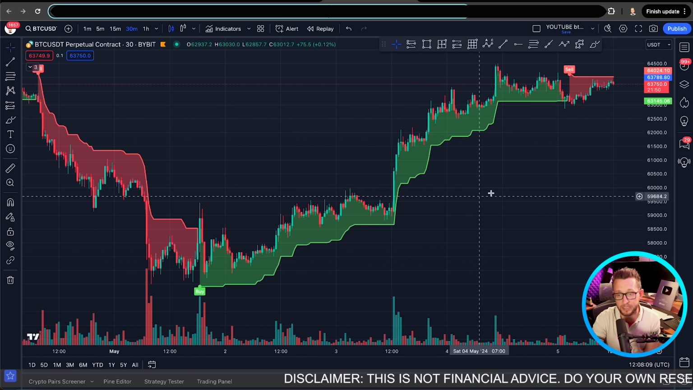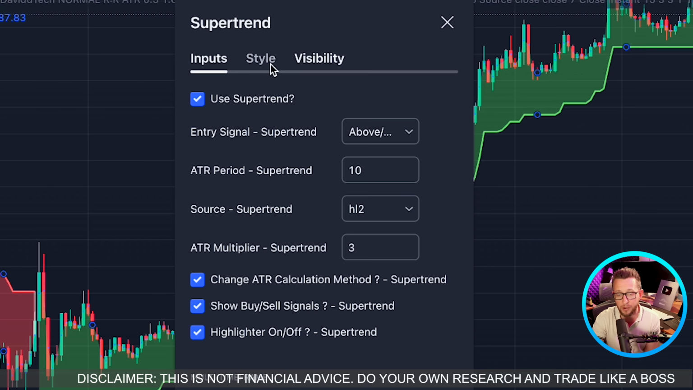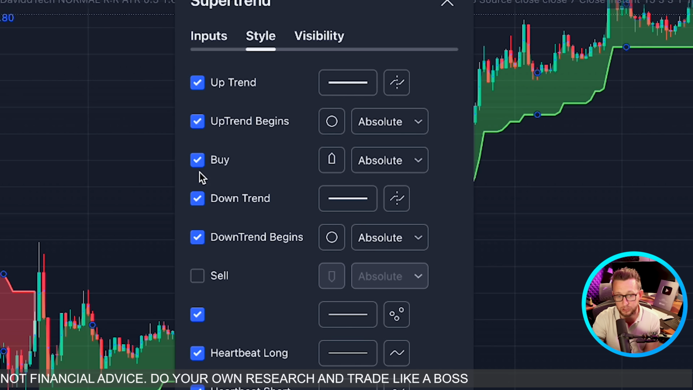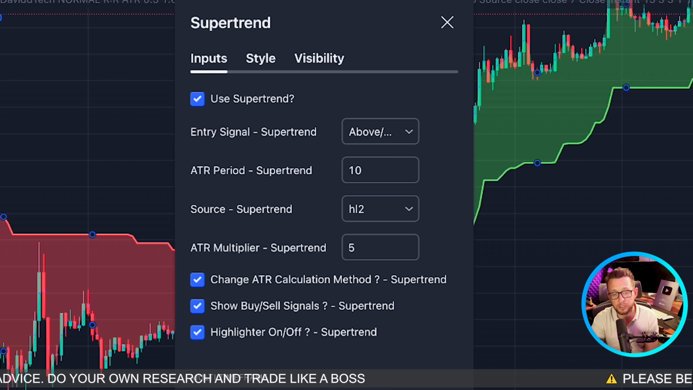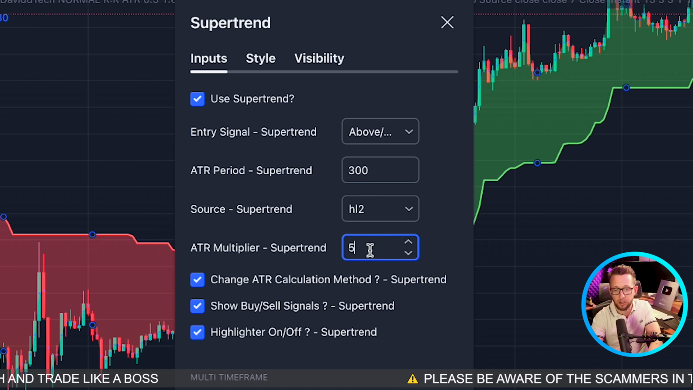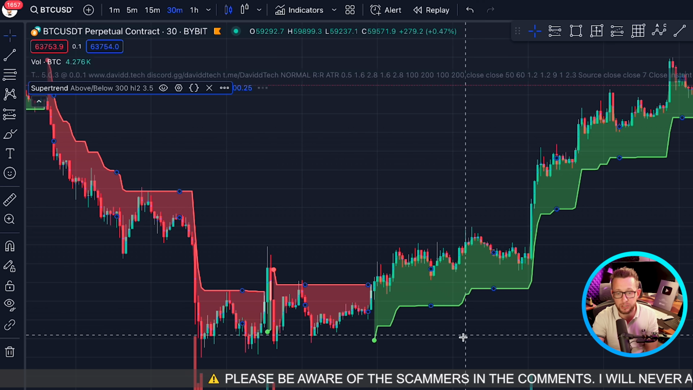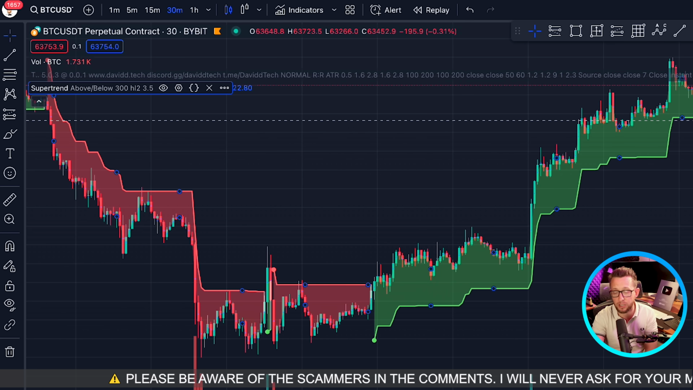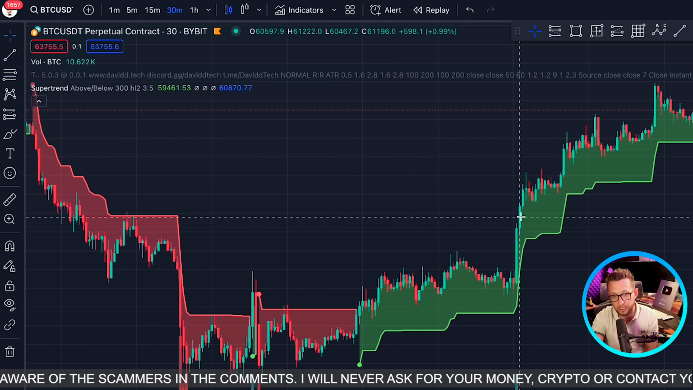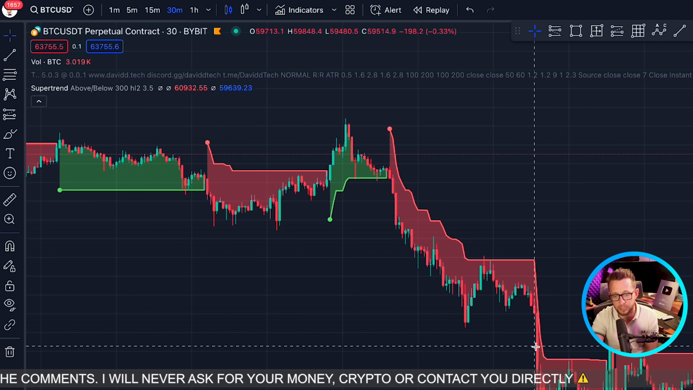We're going to ignore these buy and sell signals just here. We're going to click on the cog, go over to style, and we can actually remove the sell and buy signals just like that. Okay, so we're going to go over to our inputs up here, and we're going to set the ATR length to 300, and our factor will be 3.5. We're going to press OK, and as you can see, this is going to give us our long-term direction of the actual trend. So when price is above a green cloud here, we're looking to take longs. When the cloud is red, we're actually looking to take shorts.